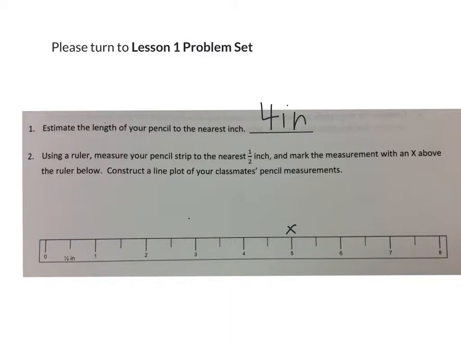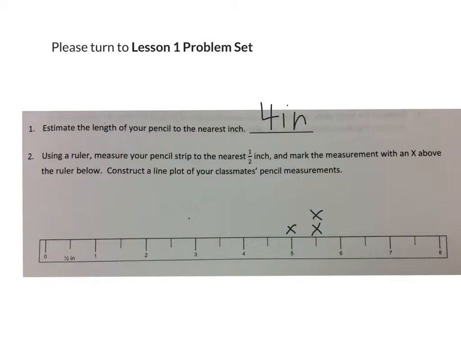What we're going to do now is we're going to use all of our pencil strip data to make a line plot. So when I call your name, you're going to tell me your measurement. And we are all going to add an X above on the ruler. So Rashid, how long was your pencil? 5.5 inches. 5.5. So we're going to put an X right where it says 5.5. Let's all do that. Geffen, how about you? 5.5. Geffen's was also 5.5. We already have one X where it says 5.5, so we're going to put Geffen's X right above Rashid's X on the 5.5 space on our ruler. Go ahead and do that.